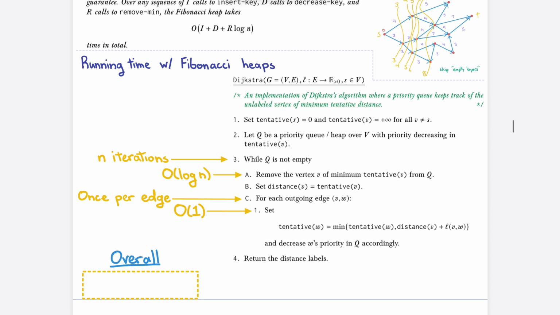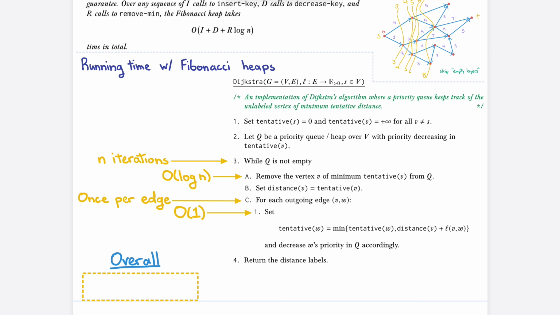If you put it all together, what does your running time become? Before we had m log n plus n log n. Now it's going to be a little bit better, but what is this better running time?